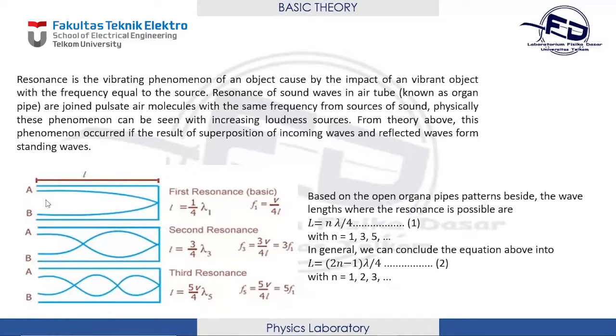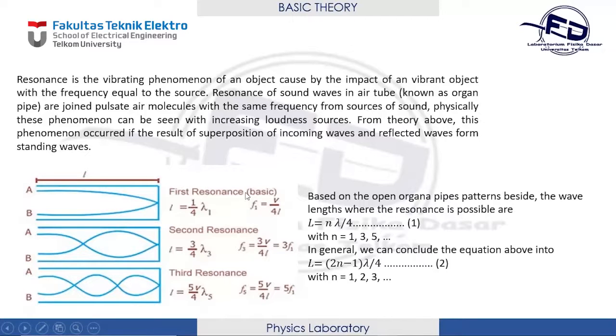Based on the theory that I have explained, the resonance in organopipe happens if the superposition result of incoming and reflected waves is in the form of standing waves. The meaning of standing waves is when incoming waves and reflected waves meet at one point and bunch. The volume increase in the resonance phenomenon in the example that I have explained happens because of the superposition and standing waves. So look at this picture.